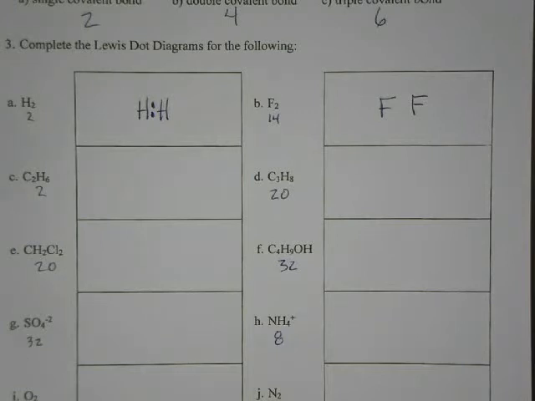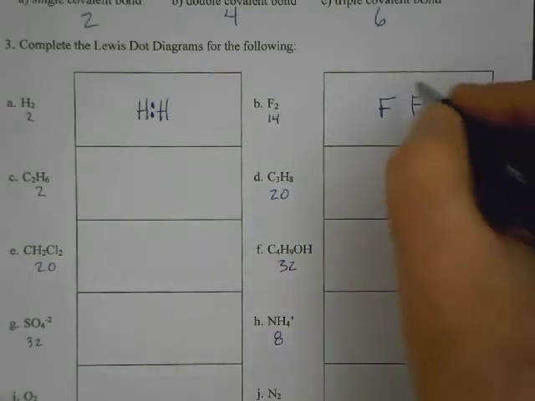Okay, there's our 2 dots. We're done. That was part A. We have our 2 dots. We put in our bond. Hydrogen can only have 2 dots. That one's done. Okay, B.